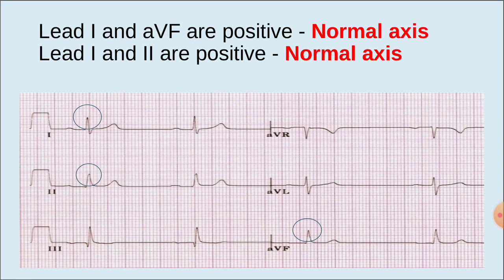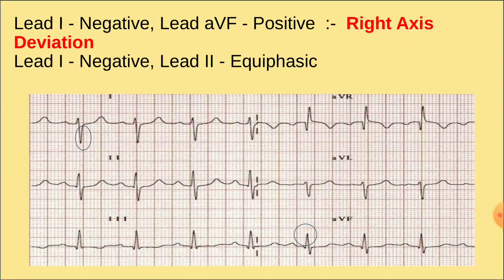See, the axis can be found by comparing lead 1 and lead 2, or lead 1 and lead aVF. So here the QRS complex in lead 1 is in positive deflection and the QRS complex in lead 2 is also in positive deflection, showing normal axis. The second comparison is, in lead 1 the QRS complex is in positive deflection and in lead aVF also the QRS complex is in positive deflection, showing normal axis.